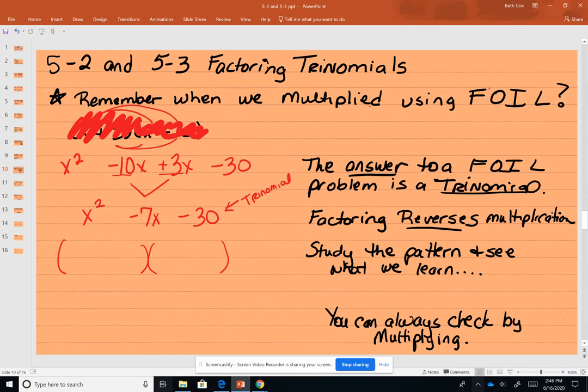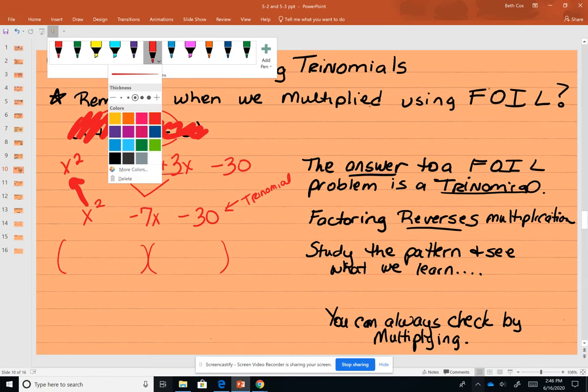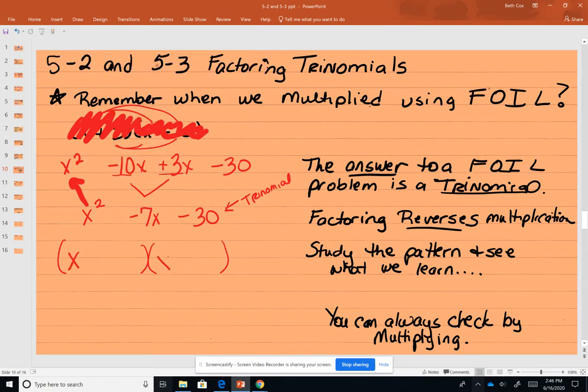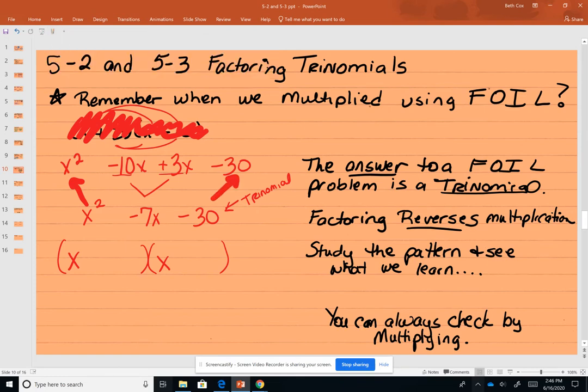First thing, remember, this is our first thing. Where did that come from? Well, that came from just doing x times x, didn't it? That just came from doing x times x. So x here and an x here. Okay. Now let's look at the last number. Where did this number come from? Well, that came from 3 times 10.